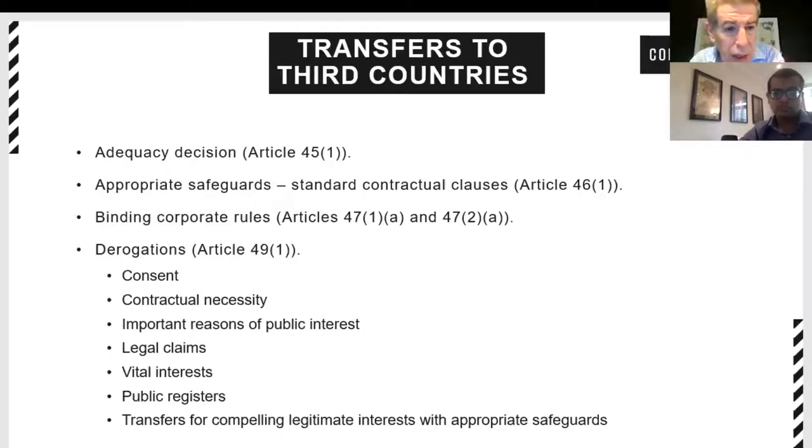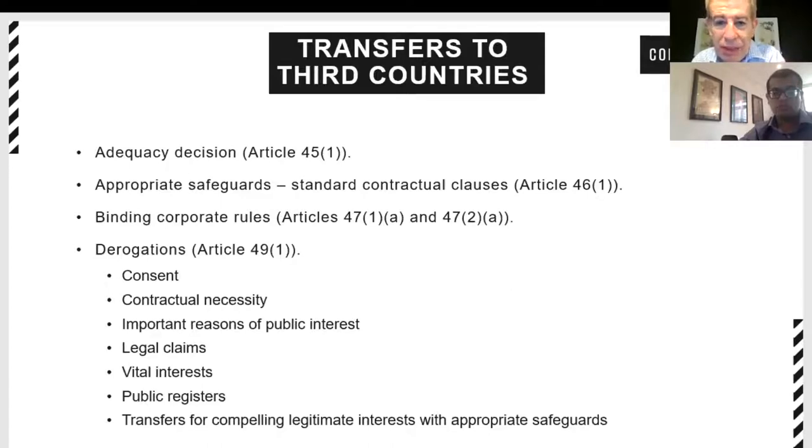The only other one I'll mention today, there are others, as you can see, important reasons of public interest and exchanges where there are data exchanges between competition authorities or tax and customs administrators. But I'm going to mention today the last bullet point there, which is transfers for compelling legitimate interest with appropriate safeguards. The compelling legitimate interest here is of the controller, and that mustn't be overridden by the interests or rights or freedoms of the data subject.